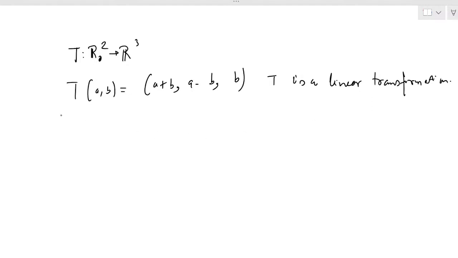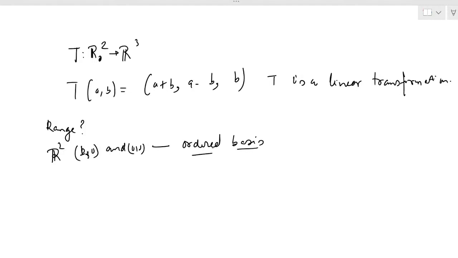And I want to find what is the range for this. Remember that for R square, the basis sets are (1, 0) and (0, 1), and these are ordered basis. Ordered basis means X comes first and Y comes later. We want to find the range at first.